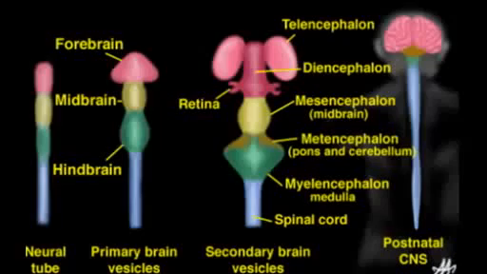Okay, so this picture shows that in the fourth week of your embryonal development, from this neural layer starts the formation of the neural tube, and this neural tube separates into four parts. You see in pink, this is your forebrain. With yellow, this is your midbrain. With green, this is your hindbrain. And with blue, this is your spinal cord.